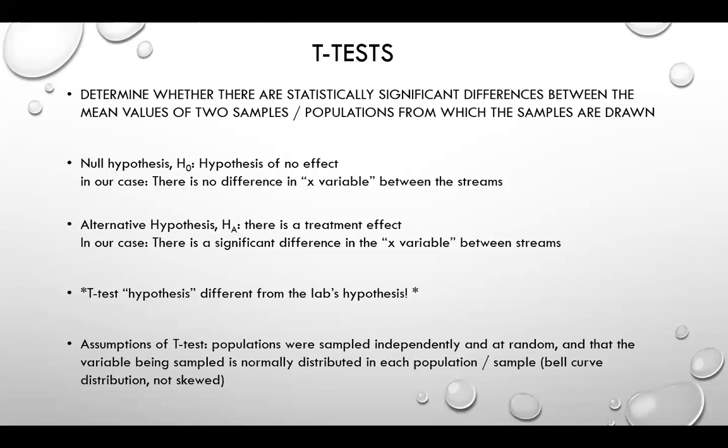So the assumptions of the t-test are that the populations are sampled independently at random, and that the variable being sampled is normally distributed in each population. You'll have a bell curve sample, not skewed. So we're expecting to have a normal distribution, sampling at random, of course, to try and make it as fair and even between the two and avoid experimental bias or surveyor bias.